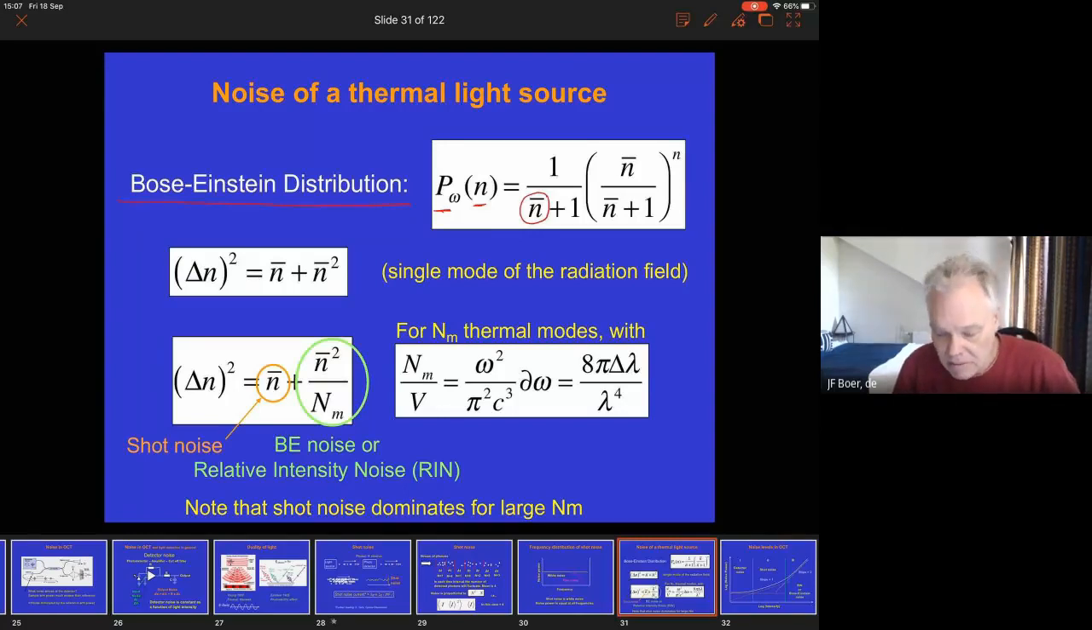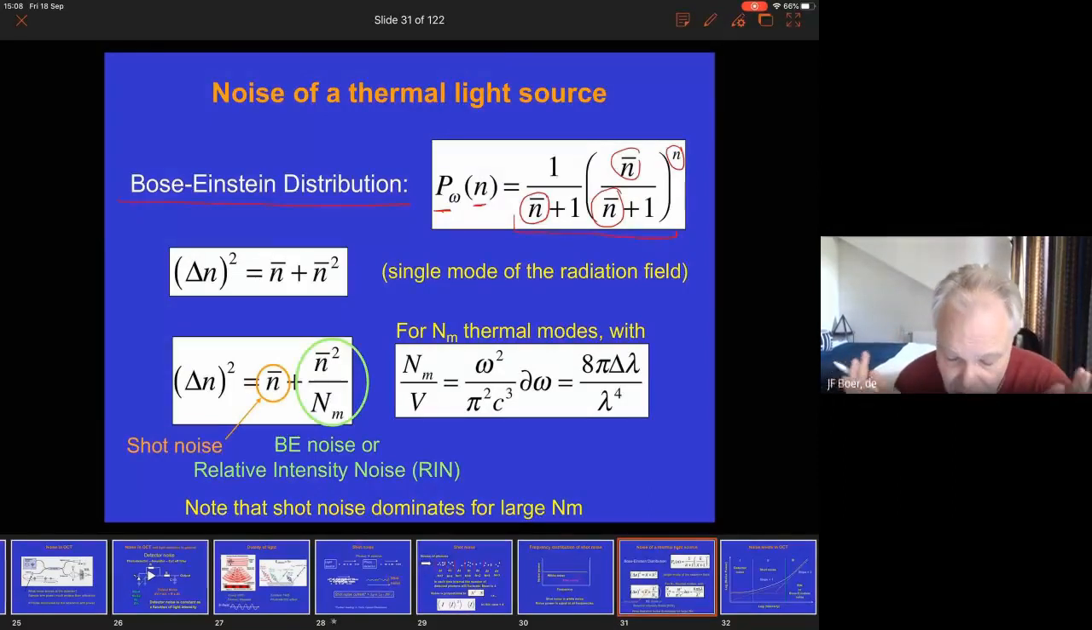I can say my mean is, let's say, 10 or 100 photons. How large is the probability that, in a given time interval, I measure 90 photons or 12? Well, you can calculate that probability, and that probability is given by this Bose-Einstein distribution. So here we have n bar, here we have n bar, here we have n bar, and here we have the actual number n of the photons that we measure. So we have a full probability distribution.